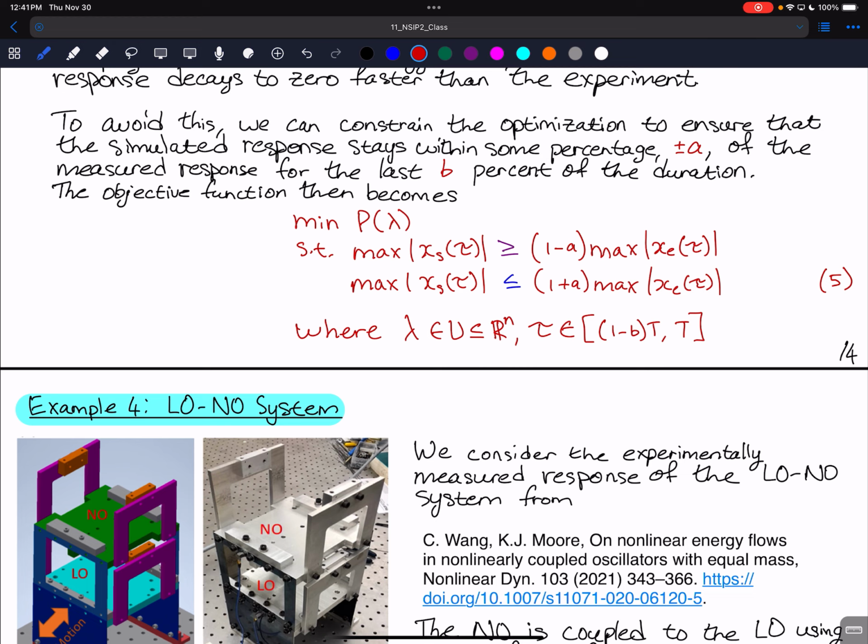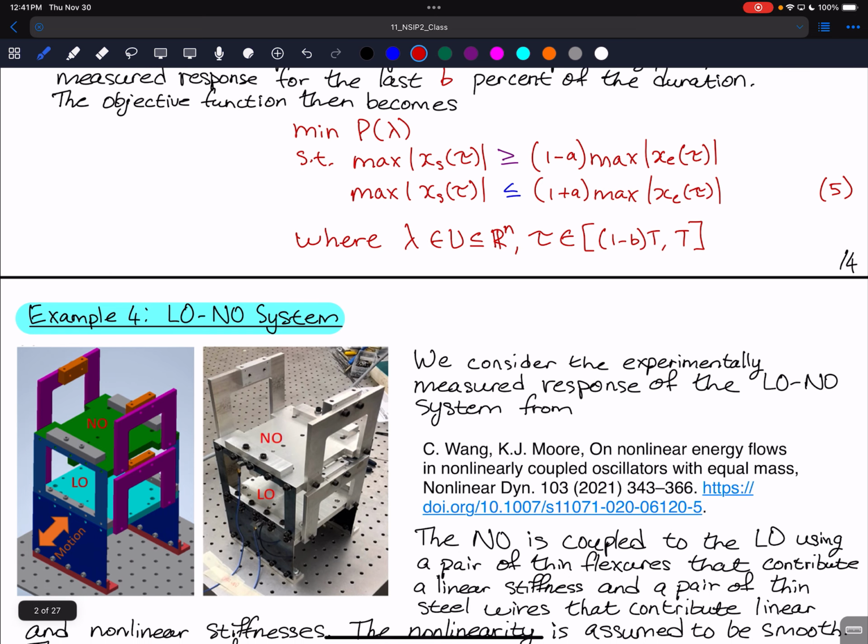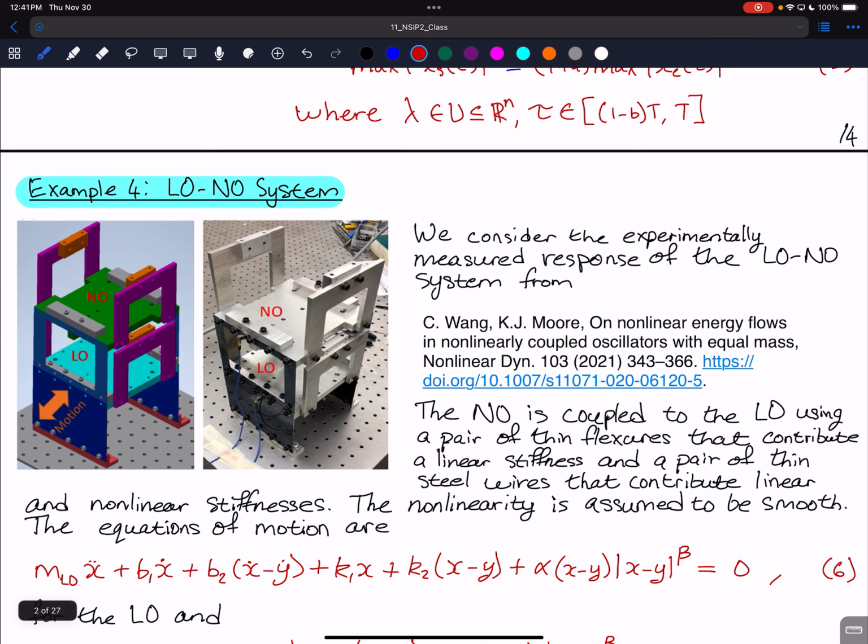Okay, you guys won't really need to do this in your homework, but if you ever have a system where you know the behavior, you've designed it based on some underlying physics that you understand, you can apply this. So I'm going to show an example here for the LO-NO system that we've seen several different times throughout this course. In this case, this is the experimental version of that structure. On the left of that picture is just the CAD model of it. On the right is the actual experimental system.